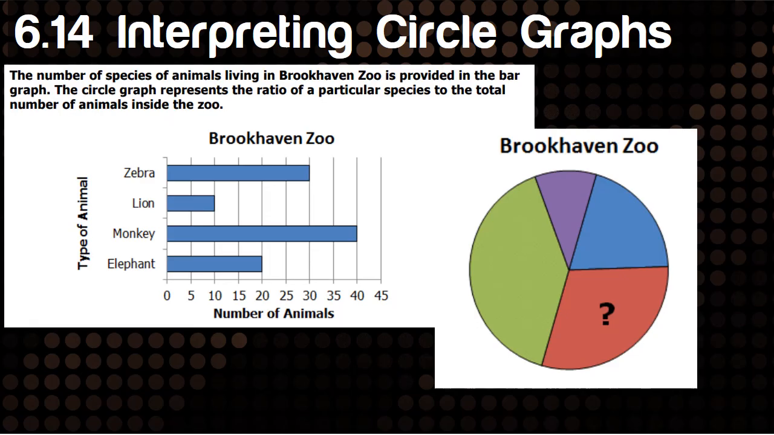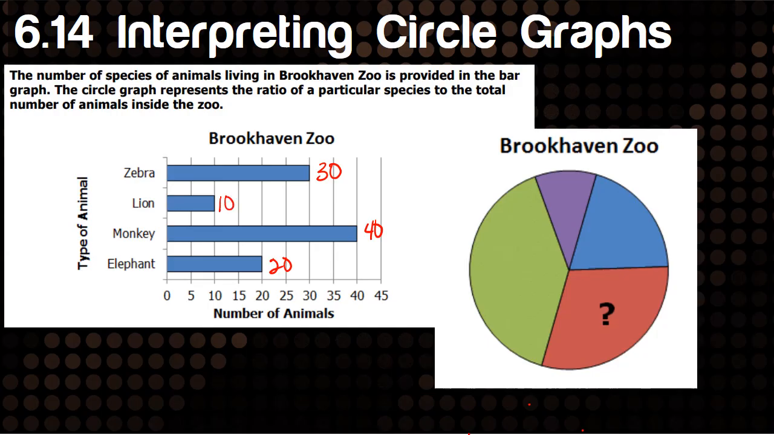So now you might see something like this. The number of species living in the Brookhaven Zoo is provided with this bar graph below. The circle graph represents the ratios of each particular species to the total number of animals in the zoo. So let's take a look at our bar graph here. We can see that there are 40 monkeys in the zoo. We can say that there are 30 zebras, 20 elephants, and just 10 lions.